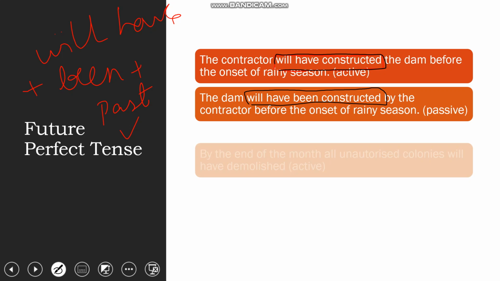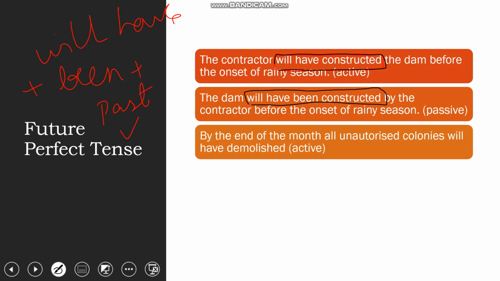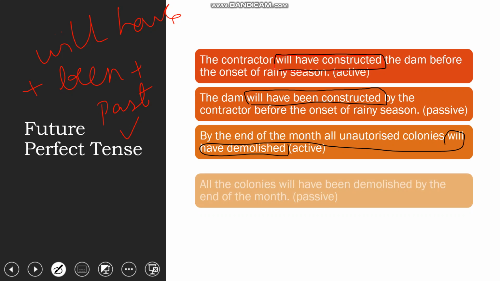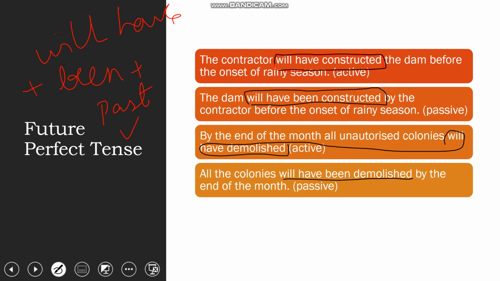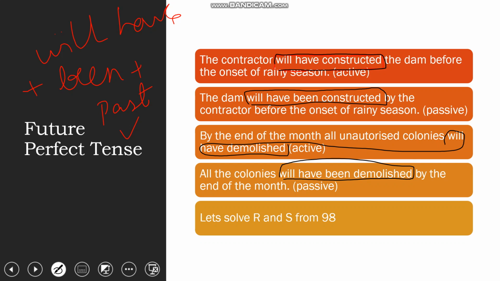Let's see one more example. By the end of the month, all unauthorized colonies will have demolished. Will have demolished will become will have been demolished. So let's see how it is. All the colonies will have been demolished by the end of the month. Is it clear? Yes. Now let's solve question R and S from your grammar book of page number 98.